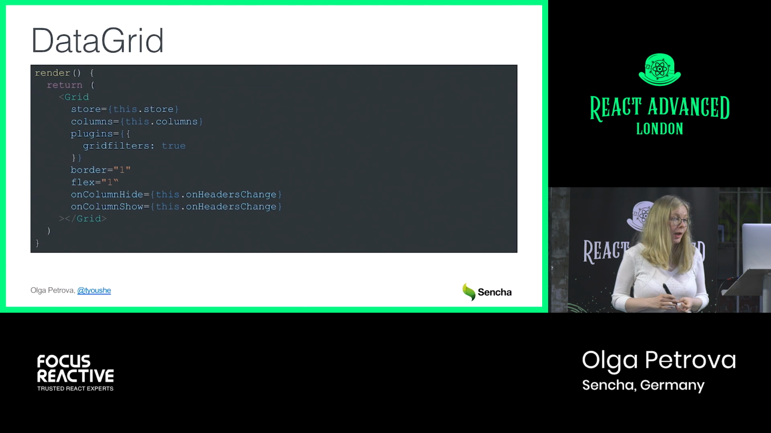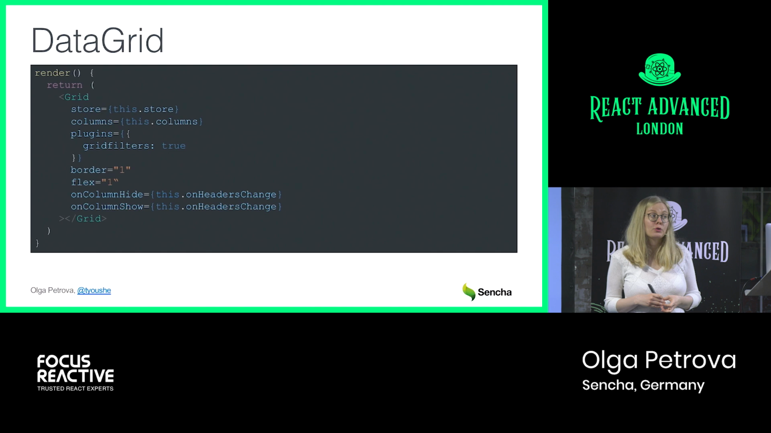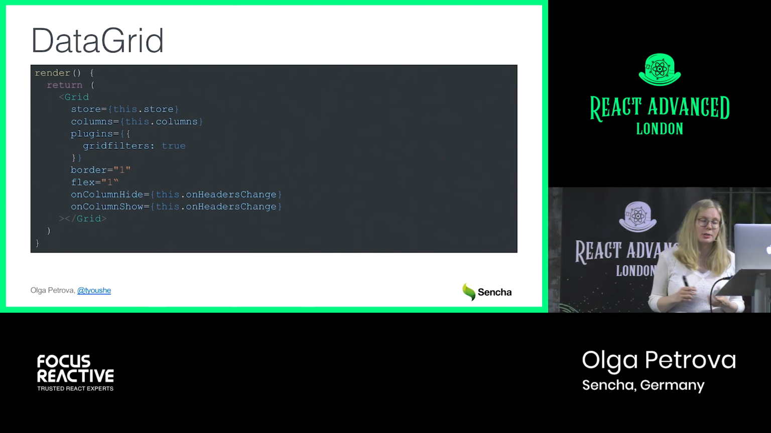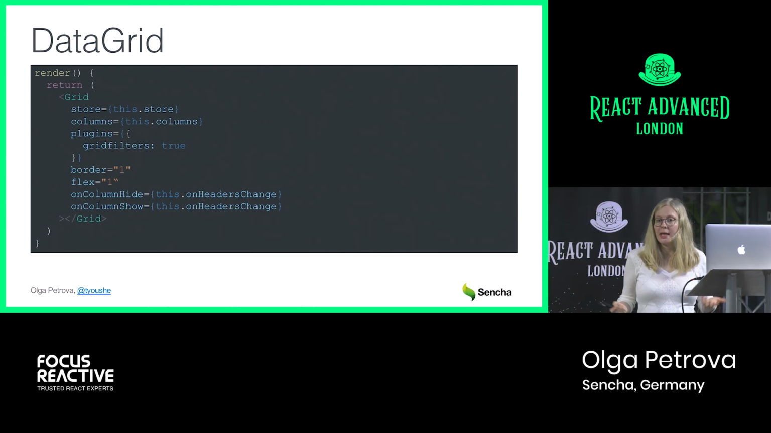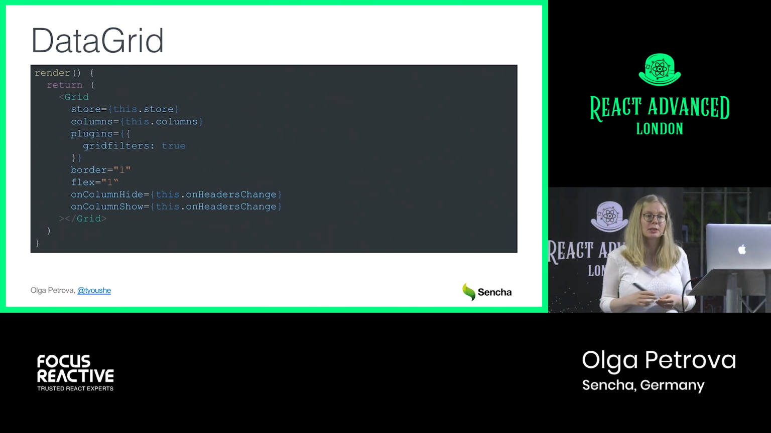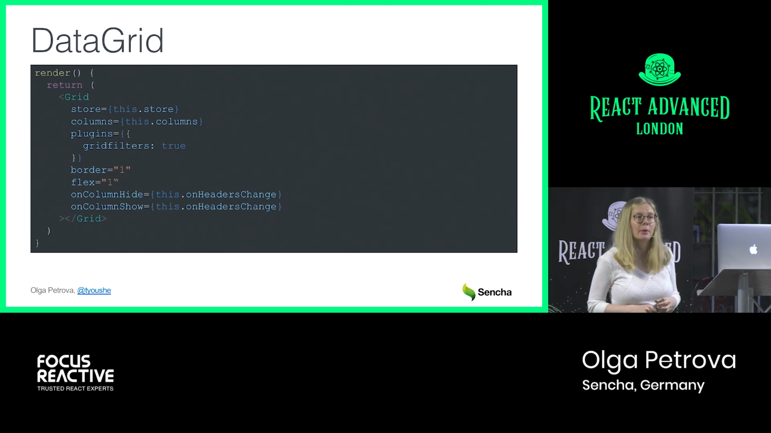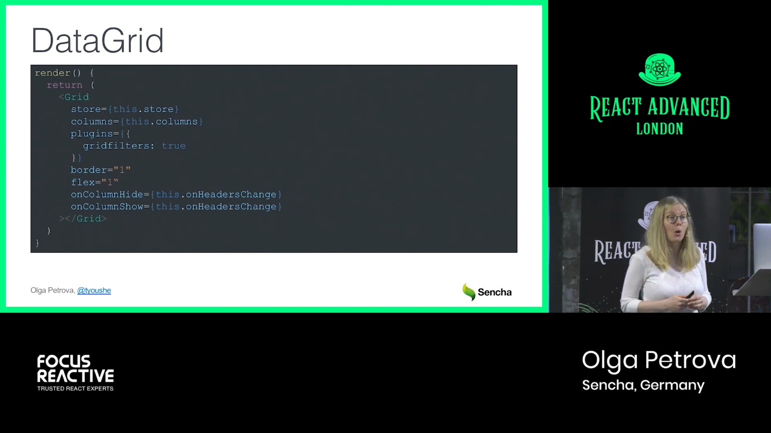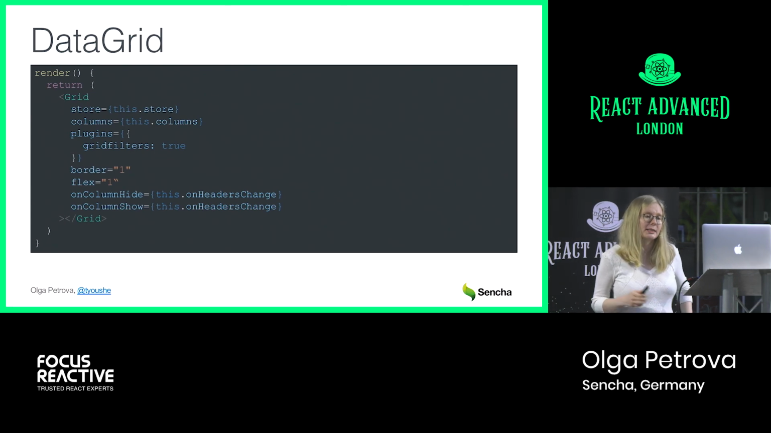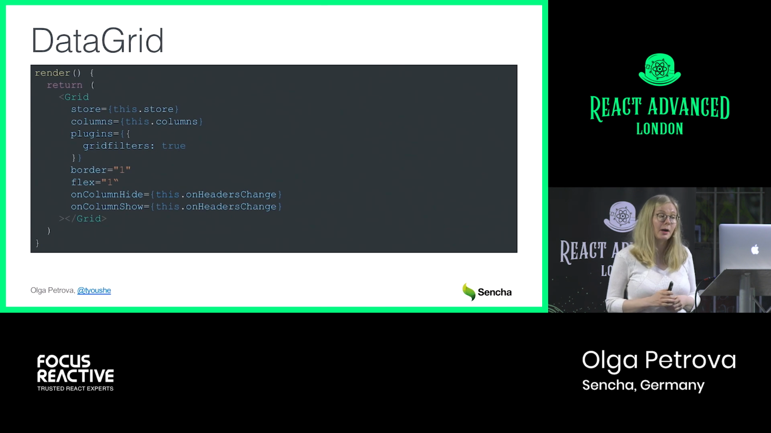So how it looks like. I will show only the grid describing training data. I send a store that includes all data from my tensors as a prop. I define all features as columns, and I tell that I want to use the built-in grid filters plugin. I define some styling parameters, and I can also be notified once some column is hidden or shown. And I use this handler function to rerun my model.